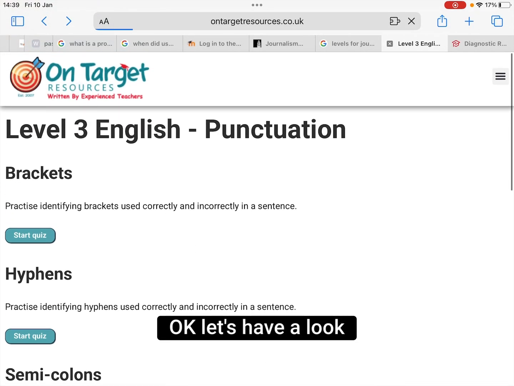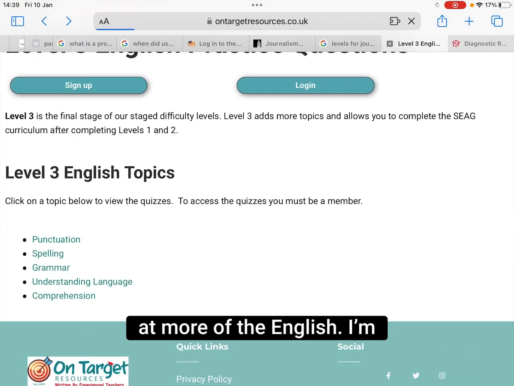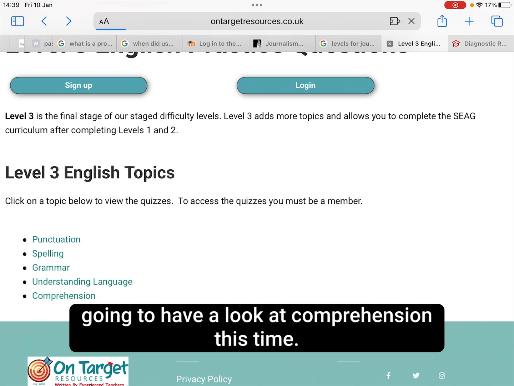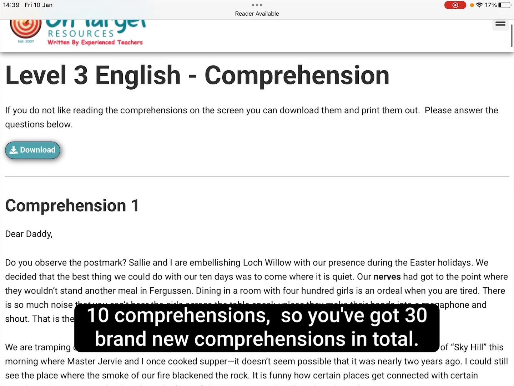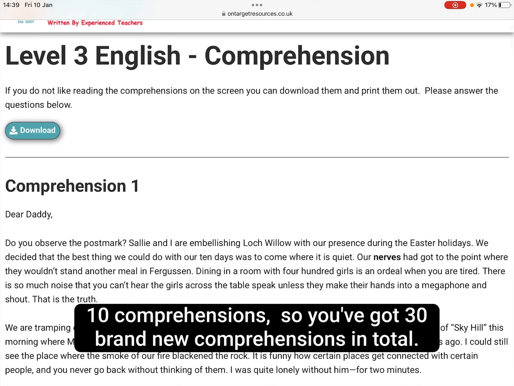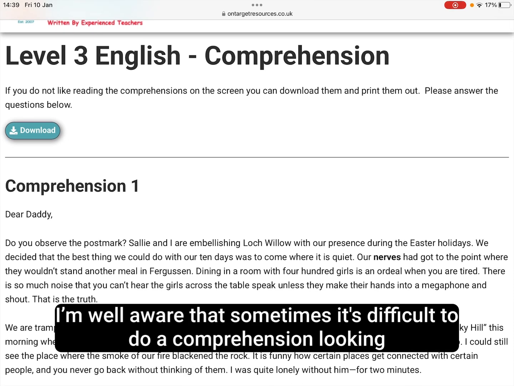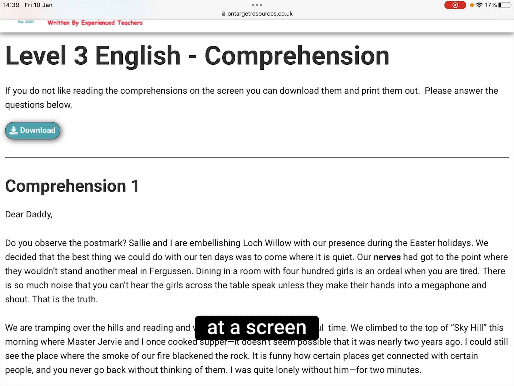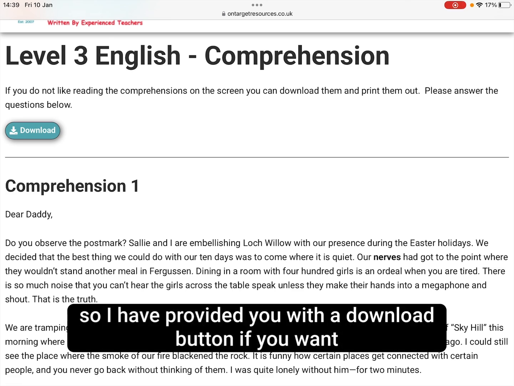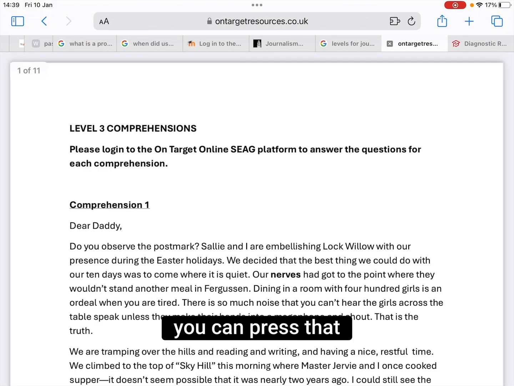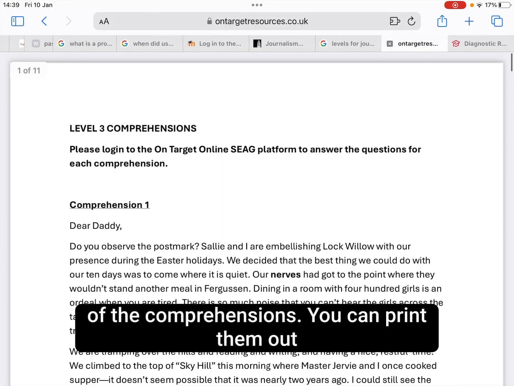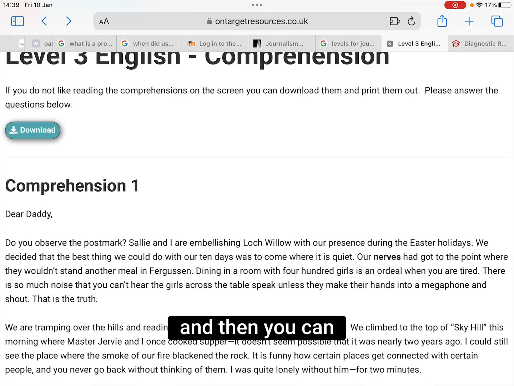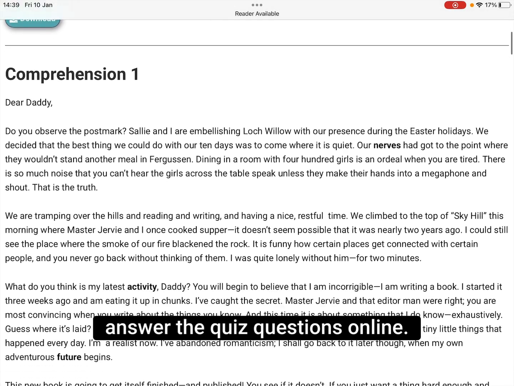Okay, let's have a look at some more of the English. I'm going to have a look at comprehension this time. Each level of English, level 1, 2 and 3, has 10 comprehensions, so you've got 30 comprehensions in total. I'm well aware that sometimes it's difficult to do a comprehension looking at a screen, so I have provided you with a download button. If you want, you can press that. It'll bring up a printable form of the comprehensions. You can print them out and then you can answer the quiz questions online.